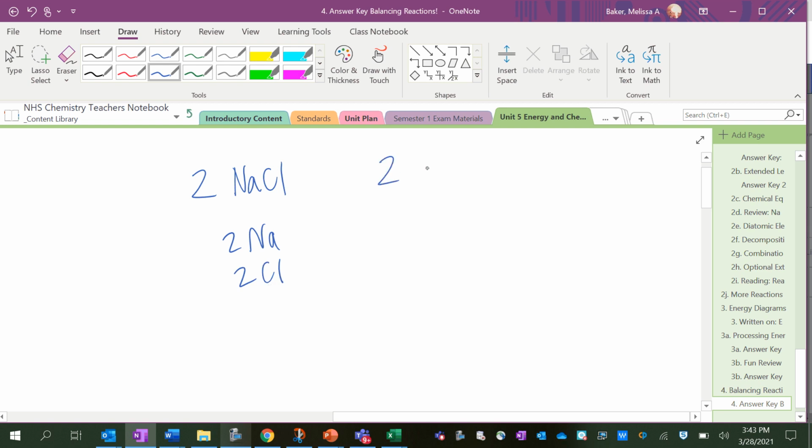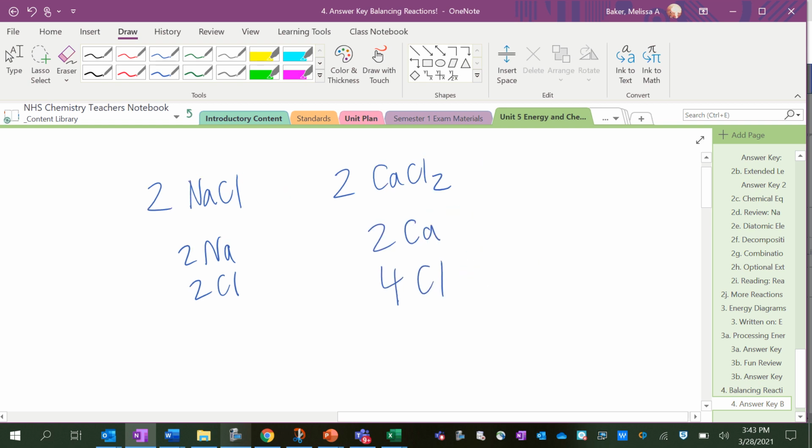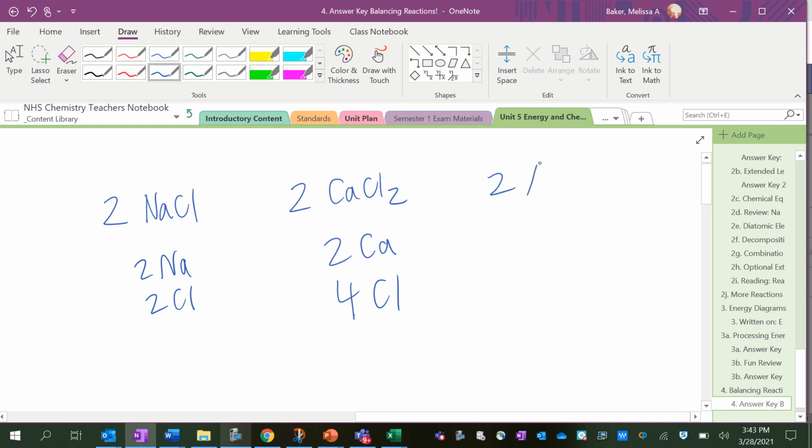If there are two CaCl2s, that means there are two calciums and four chlorines. Okay, let's see if you're getting the hang of this. If there are two AlCl3s, that means there are two Als and six Cls. So you multiply the number out front by the subscript.